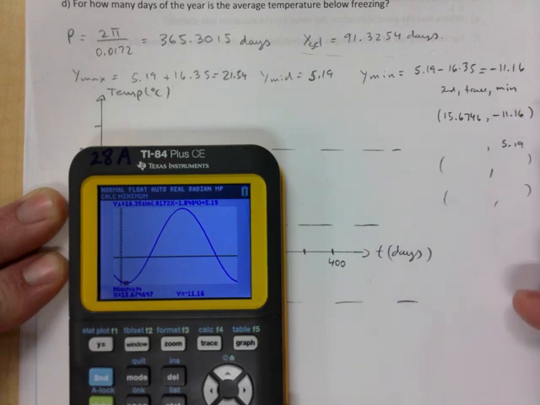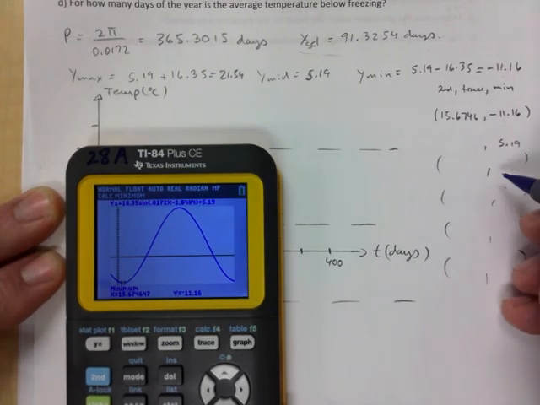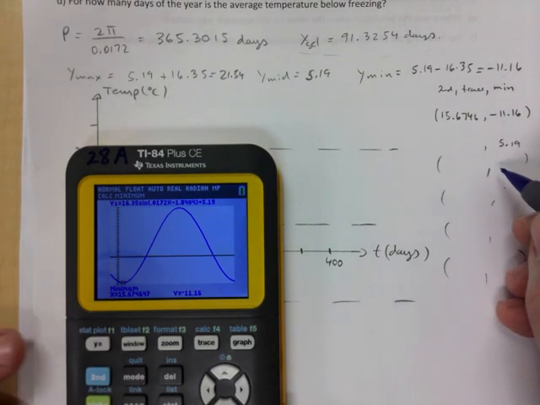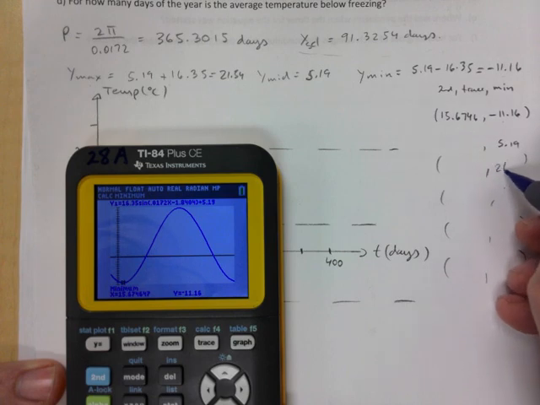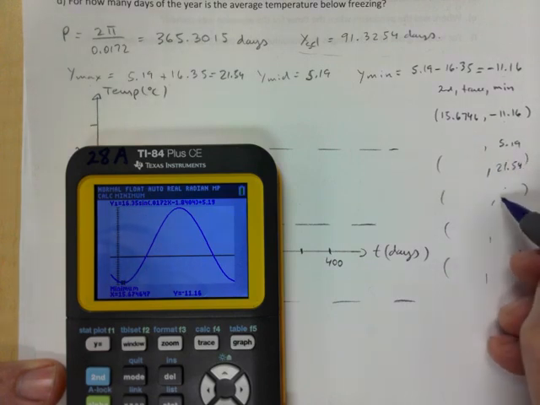I'm just going to fill this in. So 1, 2, 3, 4, and 5. So this would be 21.54. So you're going from the min, mid, max, back to mid.